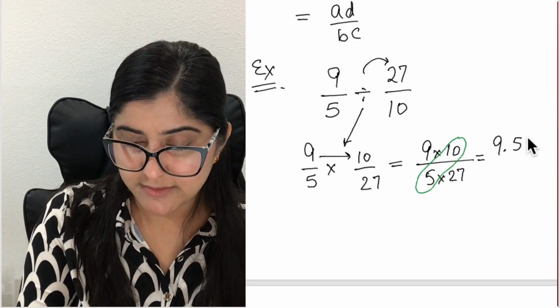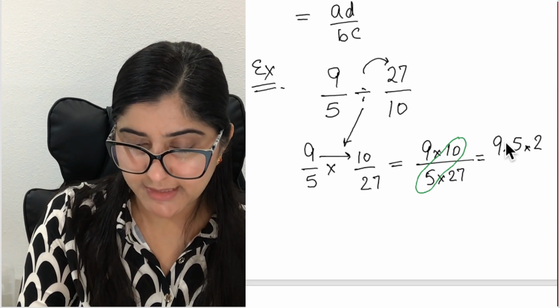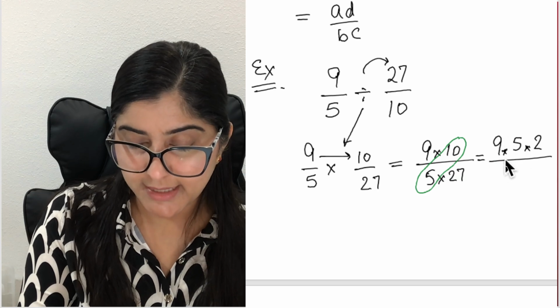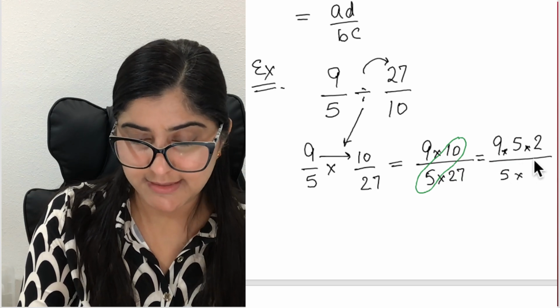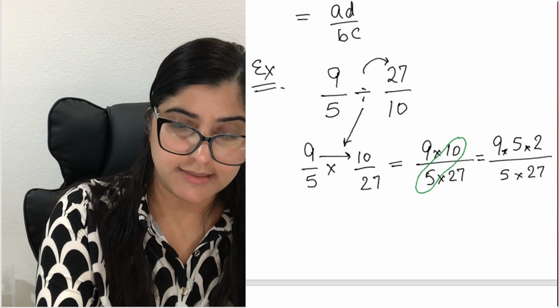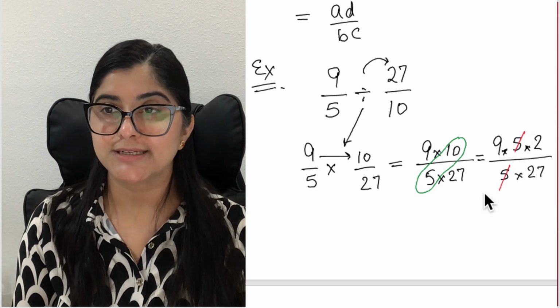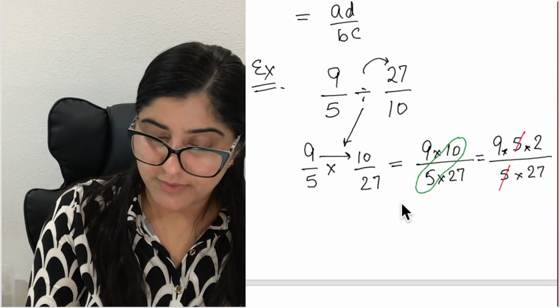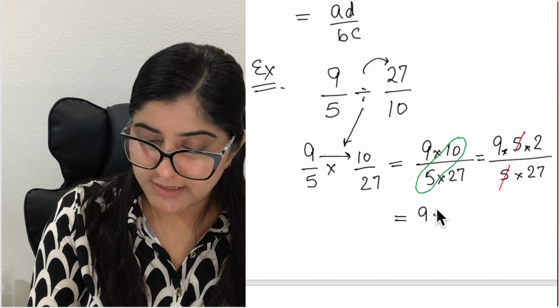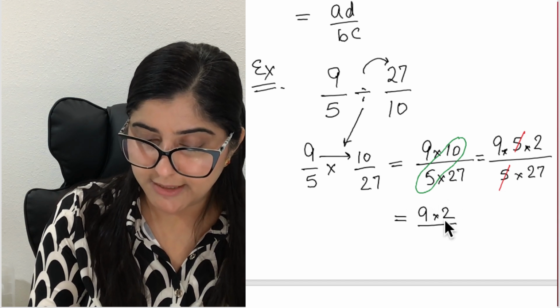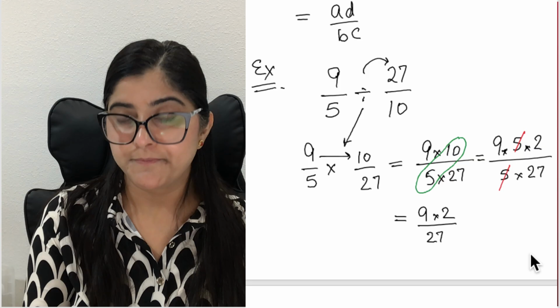So can I write this as 9 as it is? 10 can be written as 5 times 2. Let me use the cross. And the denominator is 5 as it is, and 27. And now I can cancel out the same factor 5 from both the numerator and denominator. So what are we left with? We are left with 9 times 2 in the numerator and 27 in the denominator.